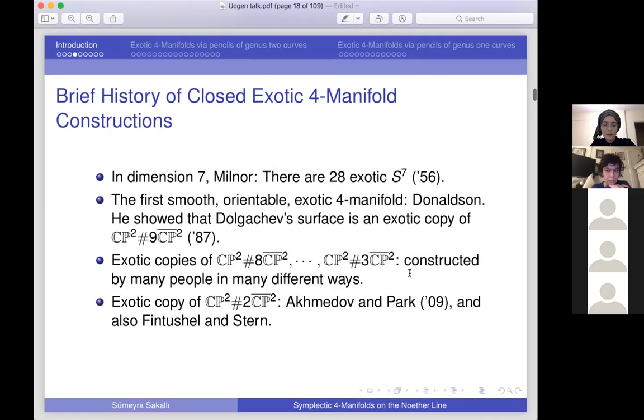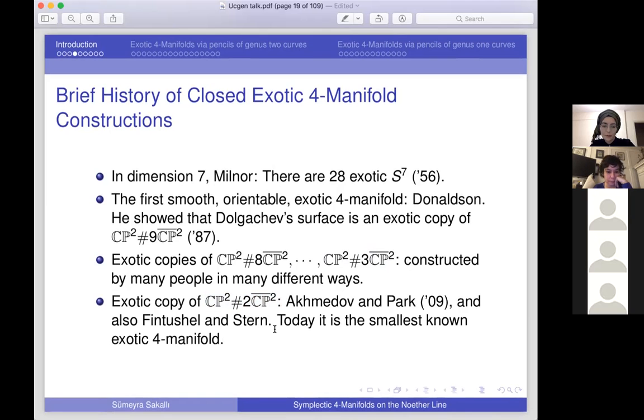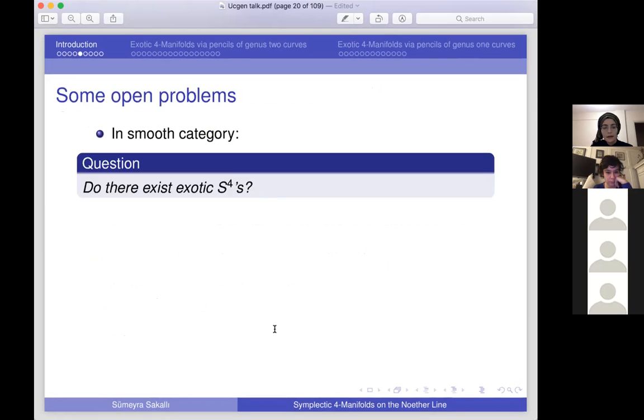And let me mention just some of the latest of them, the smallest of them. Exotic copy of CP2 blown up at 2 points. These are due to Akhmedov and Park, and then also Fintushel and Stern. And today, these are the smallest known exotic 4-manifolds. In fact, they have constructed infinitely many, as usual. And these are the smallest known 4-manifolds.